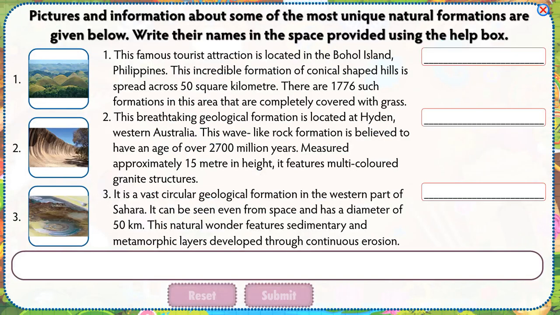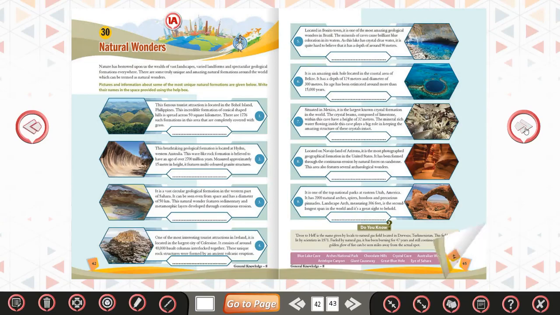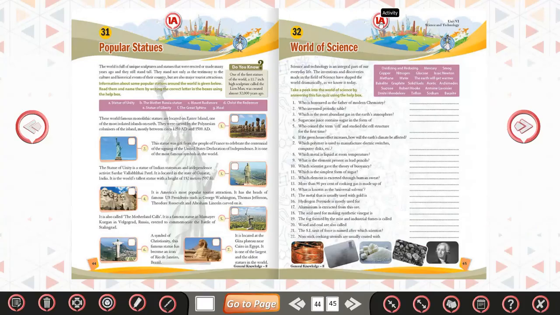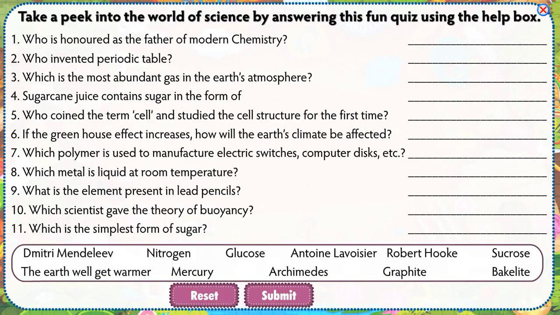Pictures and information about some of the most unique natural formations are given below. Write their names in the space provided using the help box. Read them and name them by writing the correct letter in the boxes using the help box. Take a peek into the world of science by answering this fun quiz using the help box.